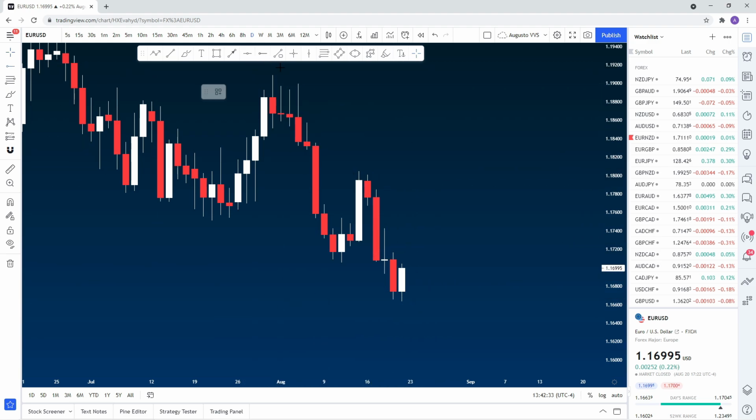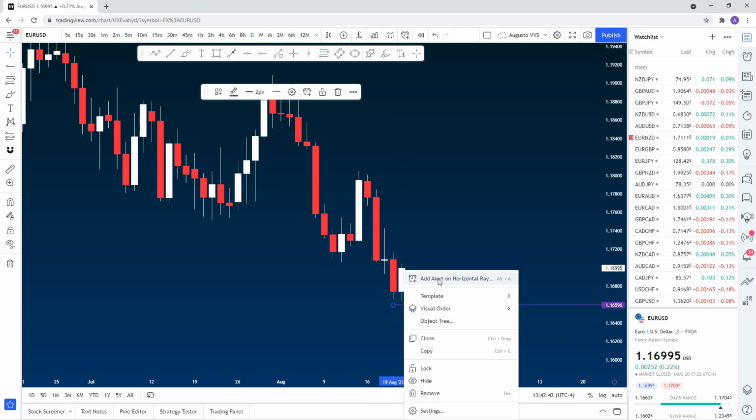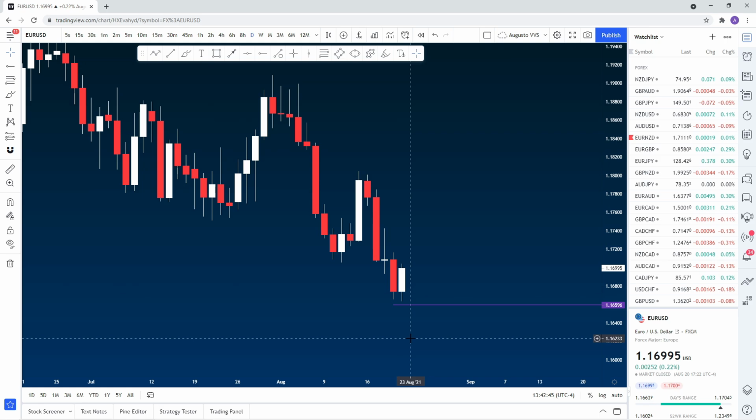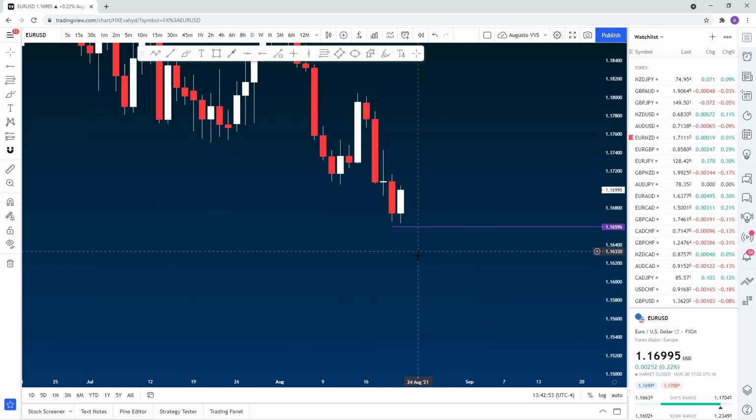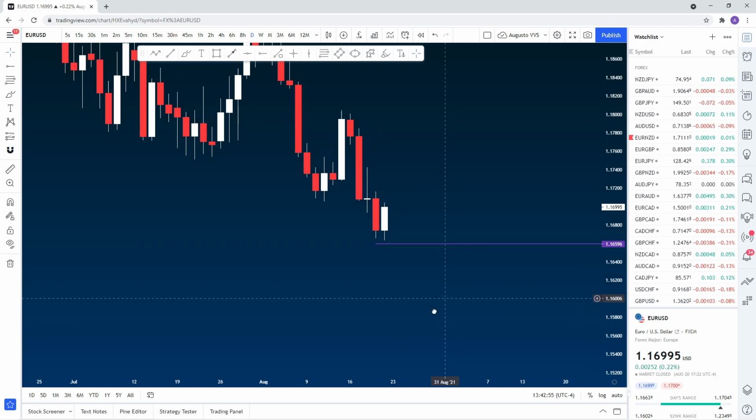What we want to see is price closing one more time below the consolidation. So what you can do is set an alarm here on TradingView. In case you don't know how to set an alarm, right click, add alarm on horizontal ray. So when price is crossing this level, you have to wait for the full candle to close. So we know that price is likely going to expand one more time.